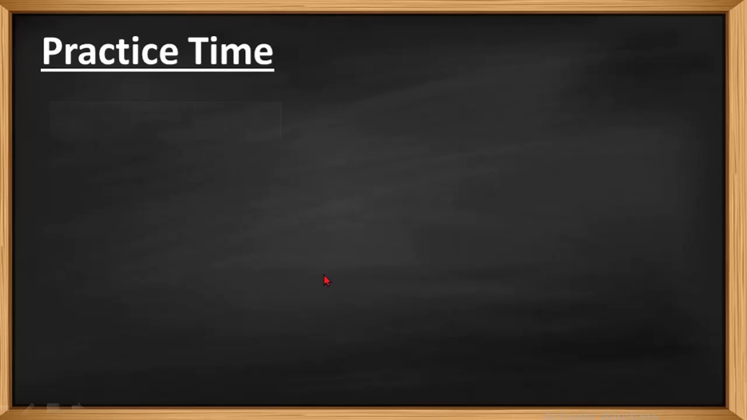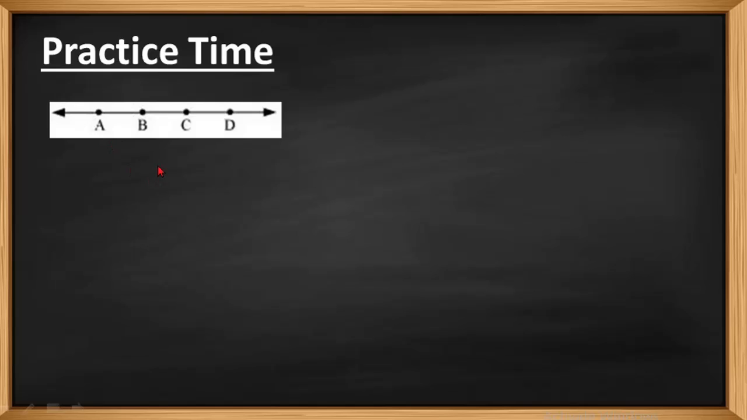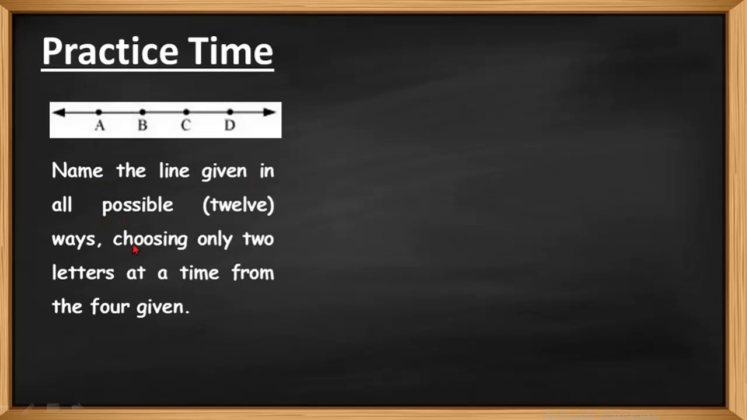Let's see another figure. This is a straight line. Name the line given in all possible ways, choosing only two letters at a time from the four given. We have to name the line in all possible ways. How can we write the line? AB line, BC line, BD line, CD line. If we start from A: AB, AC, AD, then BC, BD, BA, like that. CB, CA, CD, then DA, DB, DC. So like this, we can find the names in a number of ways.